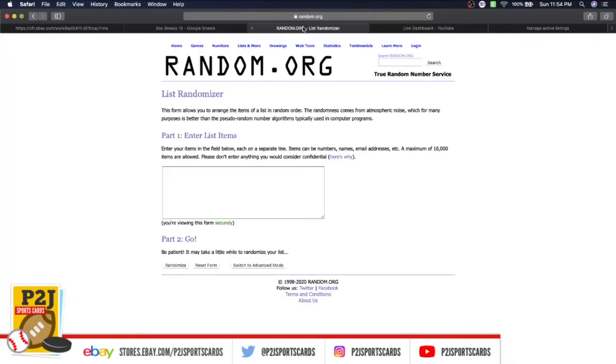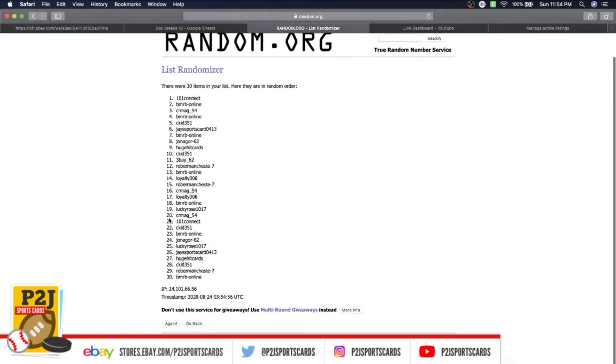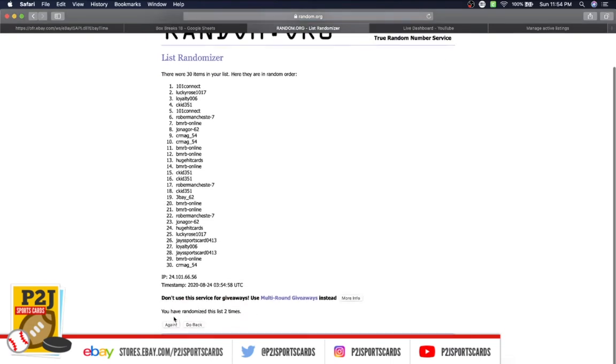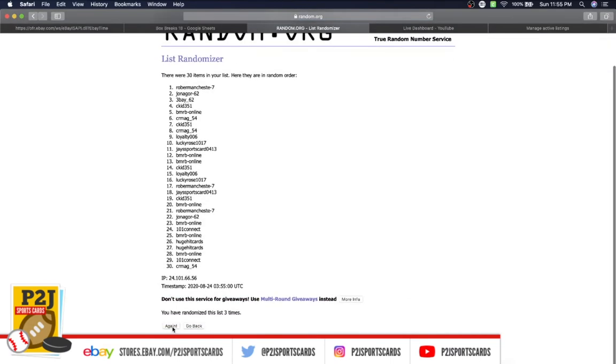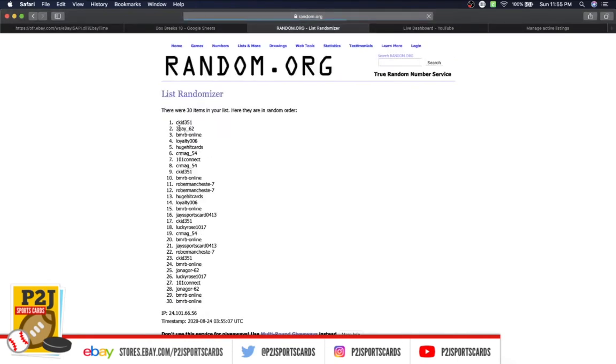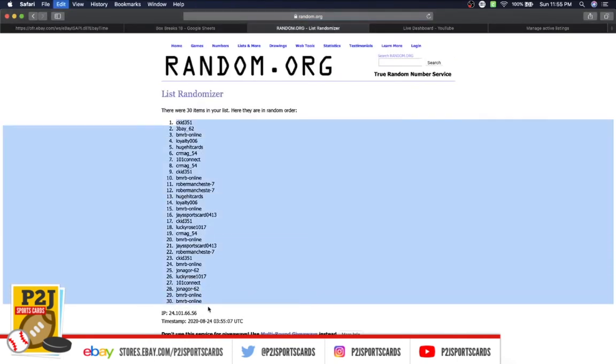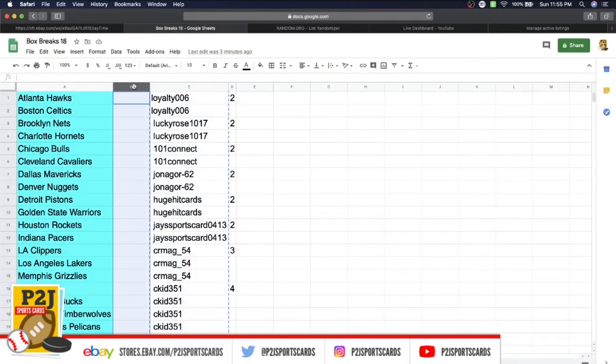So let's randomize everyone seven times to determine our team or teams for the break. Loyalty on top, BM on the bottom once. Twice, three times, four, five, six, and lucky number seven will have C Kid on top, BM on the bottom.